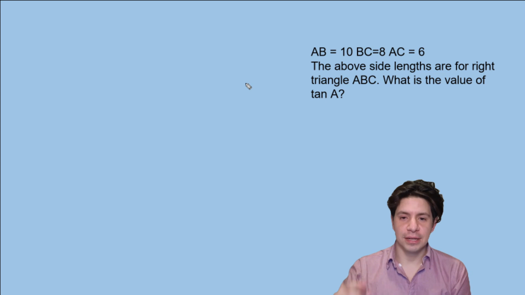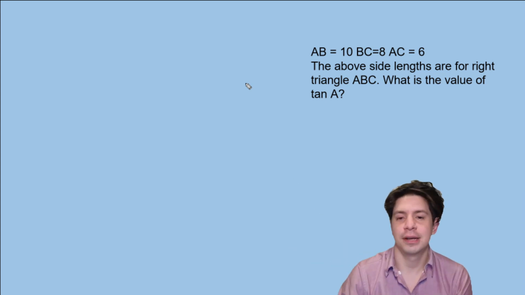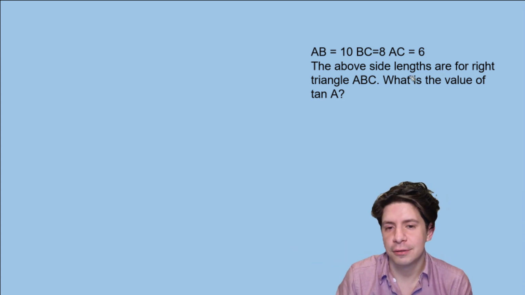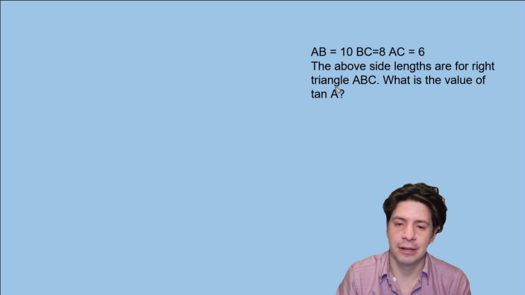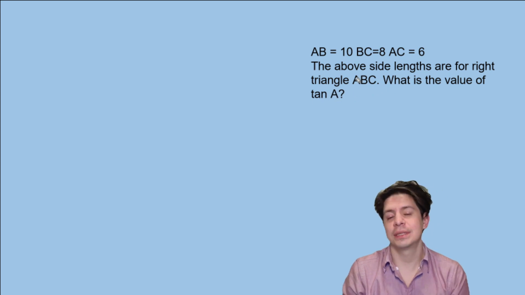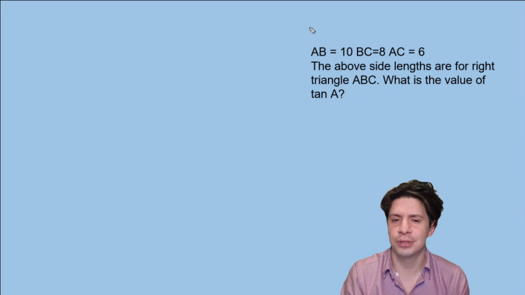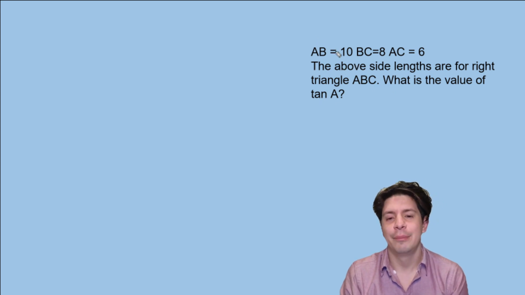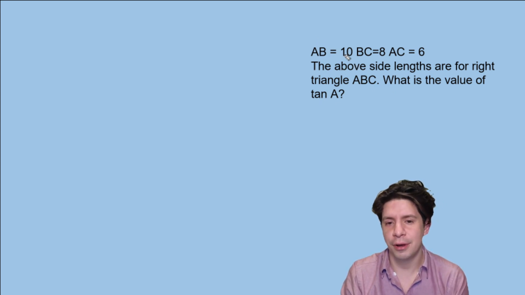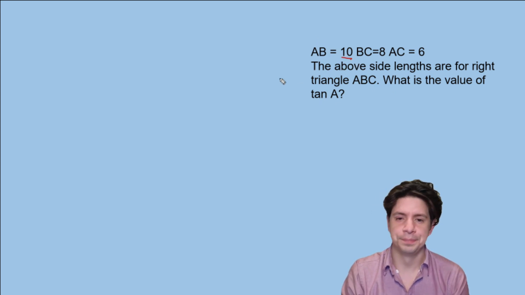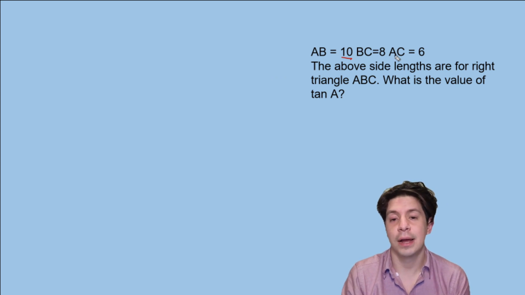This time it's a right triangle, and let's try it out. The above side lengths are for right triangle ABC. What is the value of tan A? Okay, so it doesn't tell us which angle is the 90-degree angle. A lot of times on the SAT they will tell you that. But even if you don't know that, you can tell the hypotenuse is the longest side, so it's 10. So the right angle would be C.